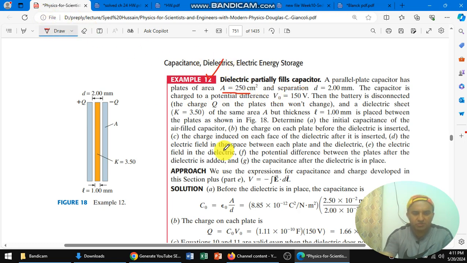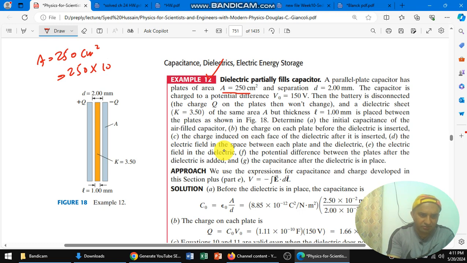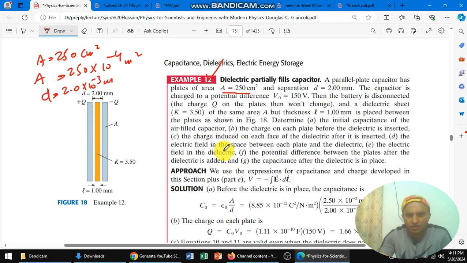So first we have to write the given information. Area A is 250 centimeters square. In order to convert centimeter into meter, we have to multiply with 10 raised to the power minus 4 meters square. So area is given, and plate separation D is 2.0 into 10 raised to the power minus 3 meter. D is 2.0 millimeter. The voltage V between the plates is 150 volts.